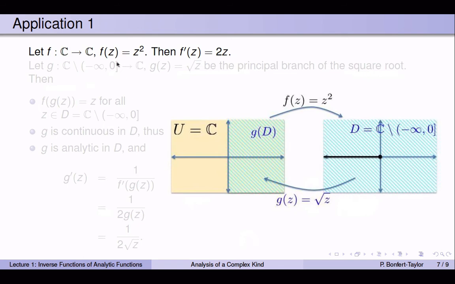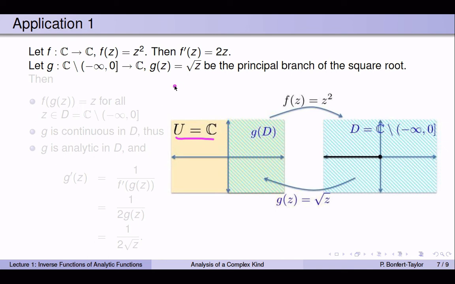Suppose f of z is the function z squared. That's clearly an analytic function. We know its derivative, f prime of z, is 2z, and it's defined on the whole complex plane, so u is equal to the whole complex plane in this case. Let's now look at the principal branch of the square root function. Remember, we couldn't really define the principal branch of the square root function on the entire complex plane. We had the same issue. We had to cut open the complex plane, take away the negative real axis, for example, and that made the principal branch of the square root function a continuous function.